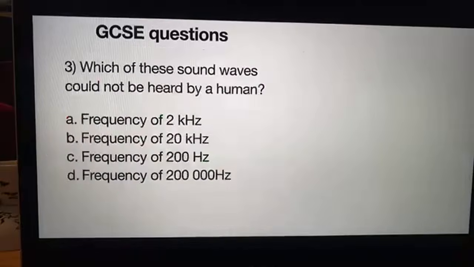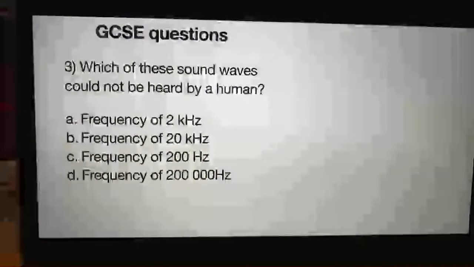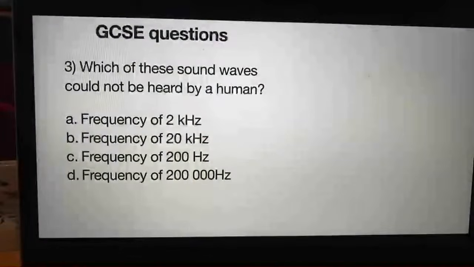Number 3. Which of these sound waves could not be heard by a human? Is it A, a frequency of 2, little k means kilo, like a kilogram, so is it 2 kilohertz, 20 kilohertz, 200 hertz, or 200,000 hertz? Which one of those frequencies could not be heard by a human? Again, brilliant question. Oh, what frequency can humans hear? Can you remember?